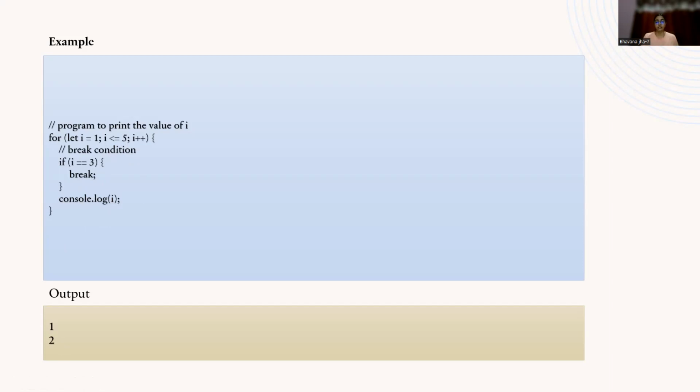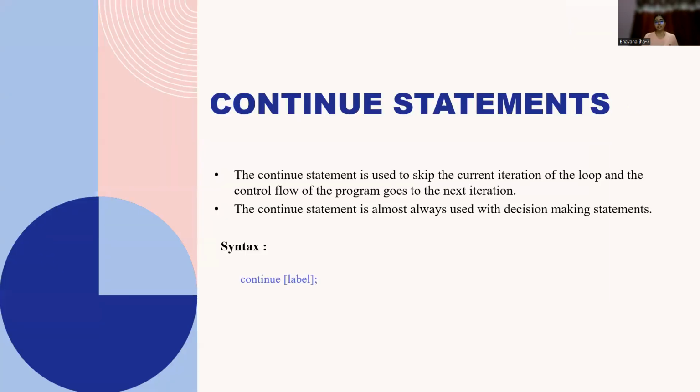So let's move on to our second unconditional statement, that is the continue statement. A continue statement is used to skip the current iteration of the loop. It means our loop is going on and we want a certain condition to be skipped from that loop, so we can use the continue statement. It is also used with decision making statements, and here also the label is optional for this statement.